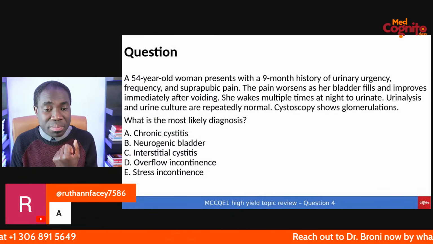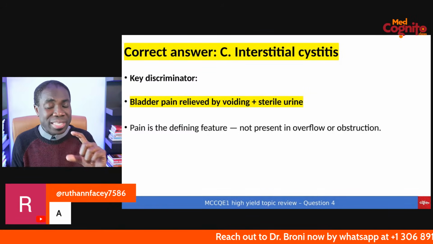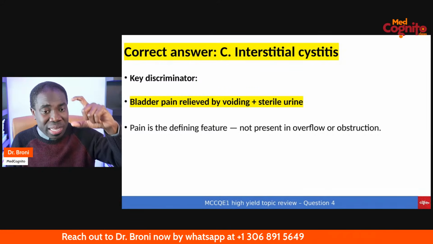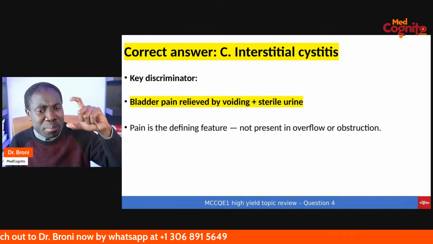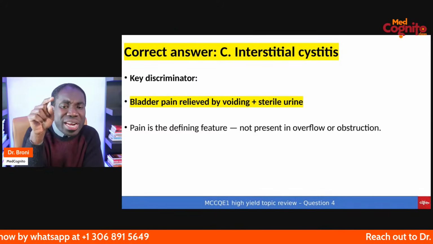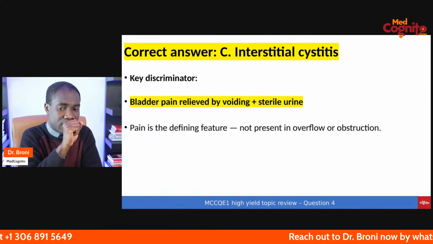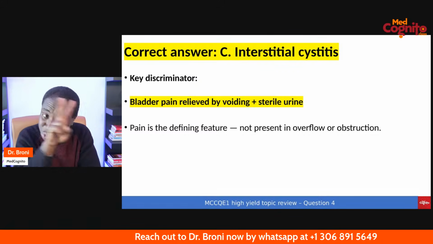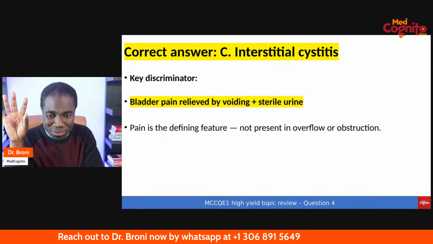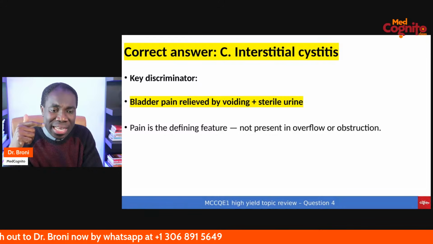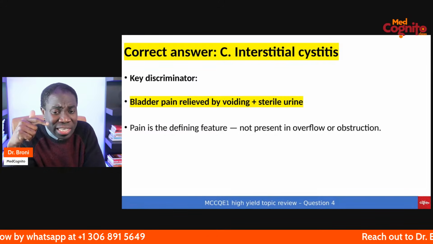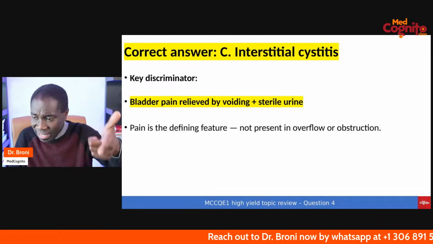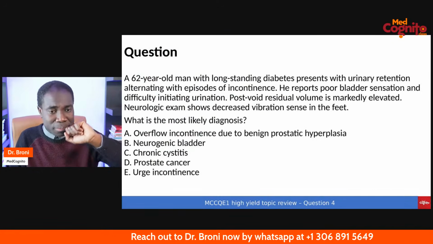The correct answer is C, interstitial cystitis. Why did I say so? There's bladder pain which is relieved by voiding, and the urine is normal. The urine is normal. Doctor, so you see, just those two words change the whole game for you. Pain is a defining feature in interstitial cystitis, and it is not present in overflow obstruction. So that's our first question. Let's go to the next one.